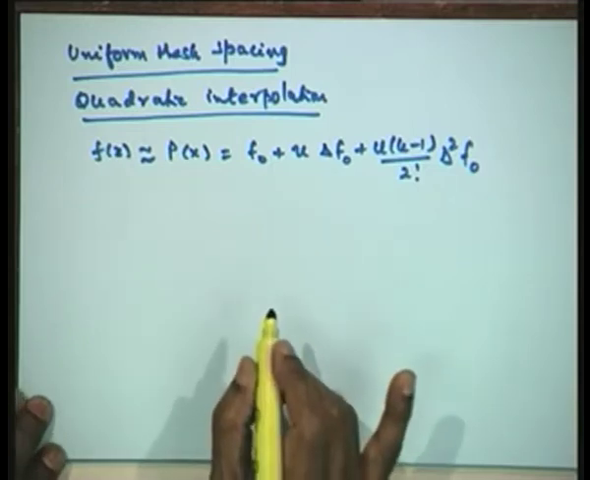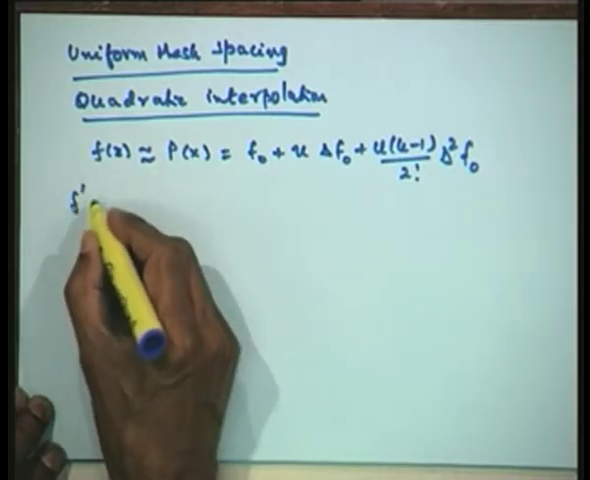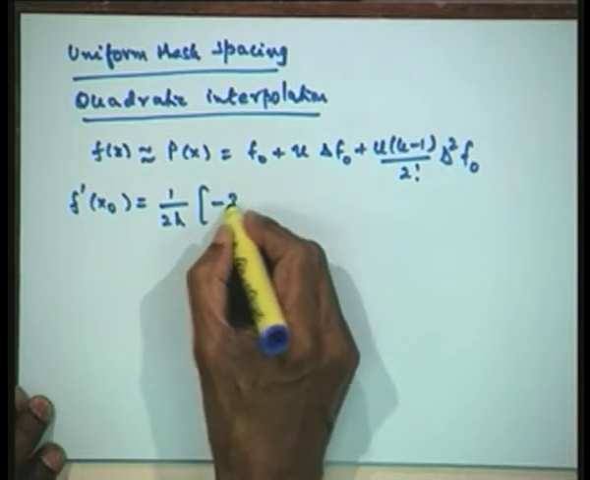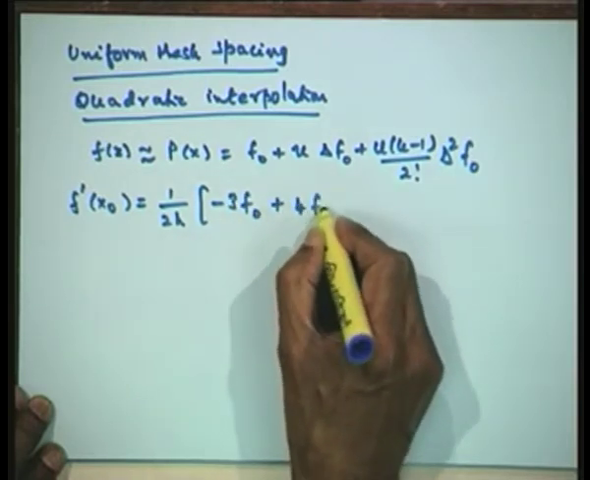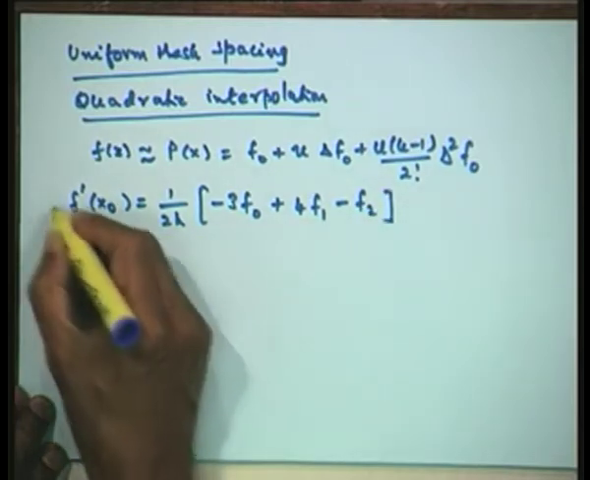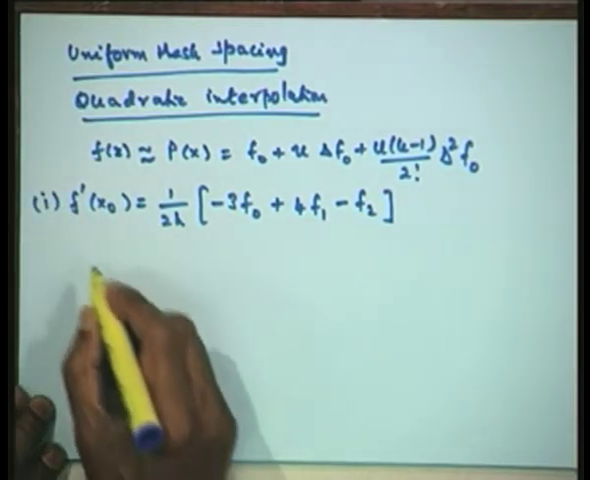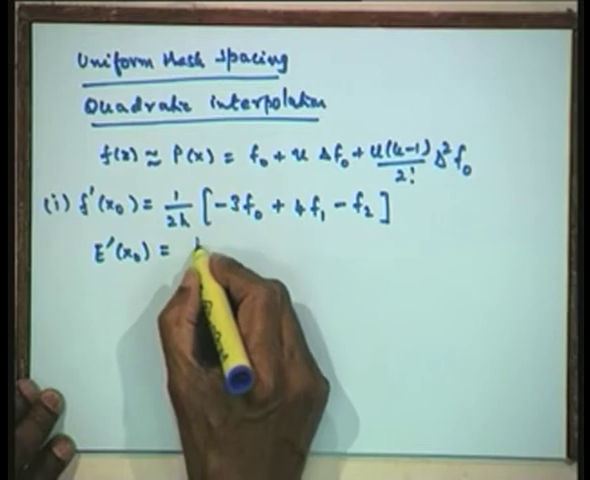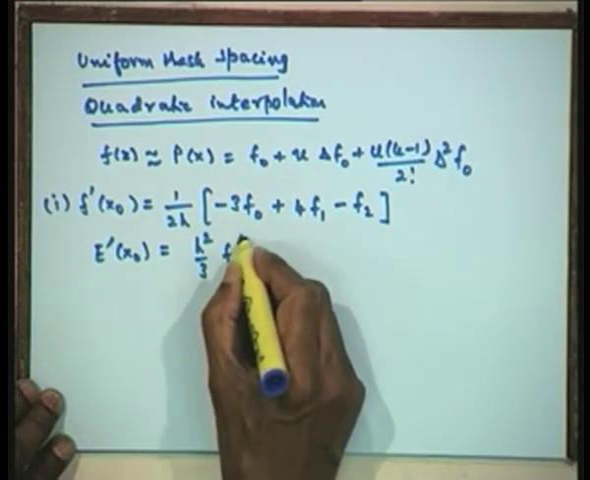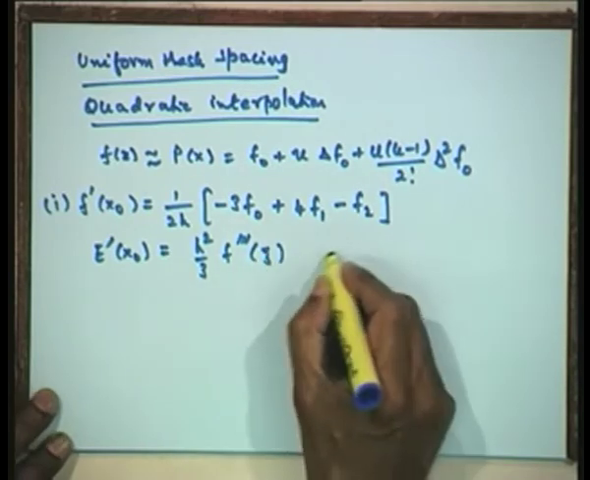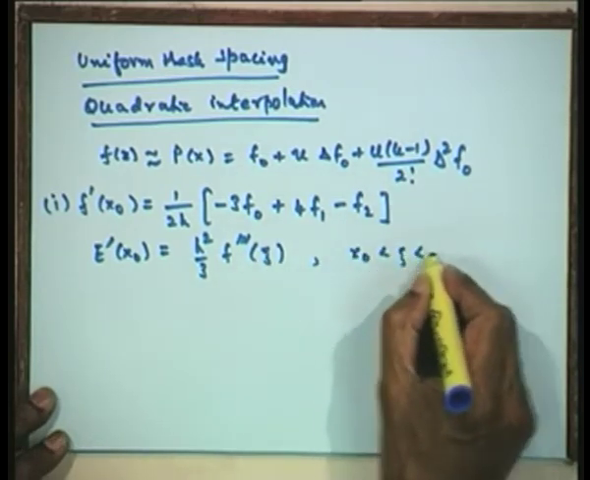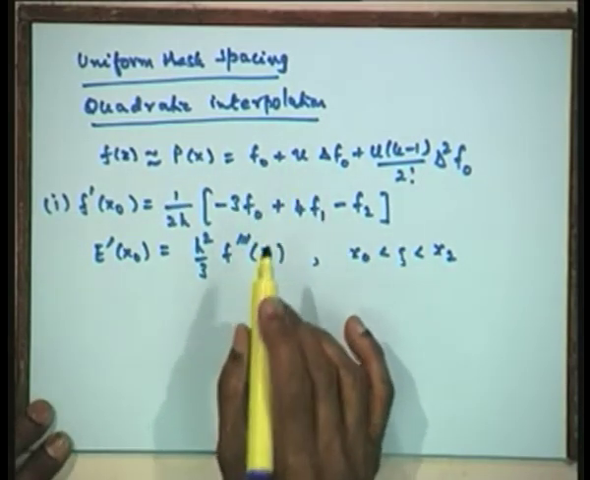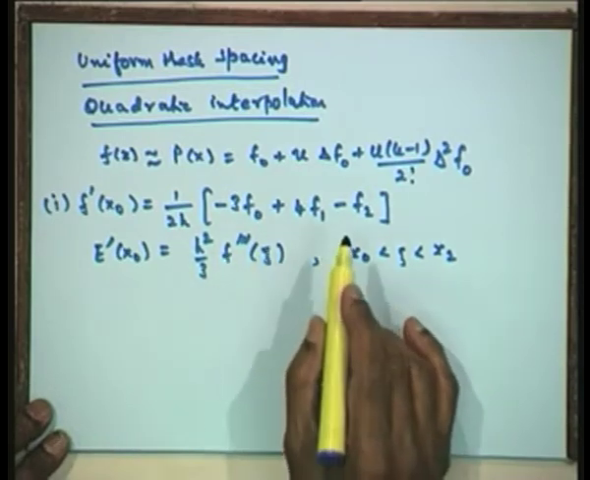Using this, we have differentiated it and got the formula for f dash at x0 as 1 upon 2h times (minus 3 f0 plus 4 f1 minus f2). The error at x0 we got as h squared by 3 f triple dash of xi, with xi lying between x0 and x2. It is a quadratic interpolation, so we are using only 3 points: x0, f0, x1, f1, x2, f2.